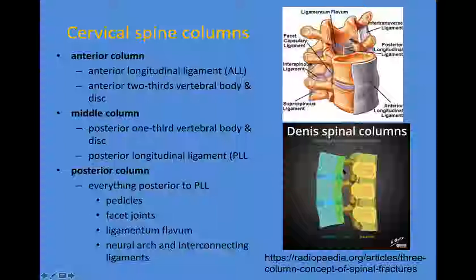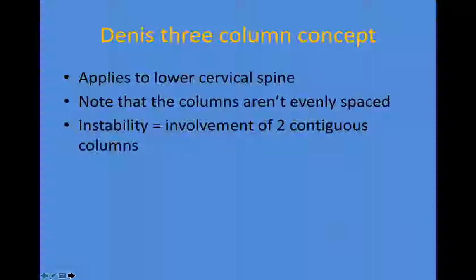Everything behind the posterior longitudinal ligament, including the spinal canal, all the bony stuff that encircles the spinal canal, and then the spinous process, your interspinous ligaments, your neural arch, all of this stuff back here is part of the posterior column. So the posterior column gets way more than the anterior and middle column. They're not evenly divided, or even divided per se by anatomic distinction necessarily. And this Denis three-column concept applies to the lower cervical spine. Again, the columns aren't evenly spaced, and instability is involvement of two contiguous columns.